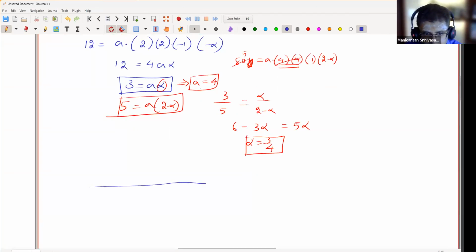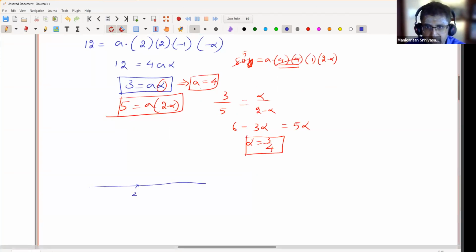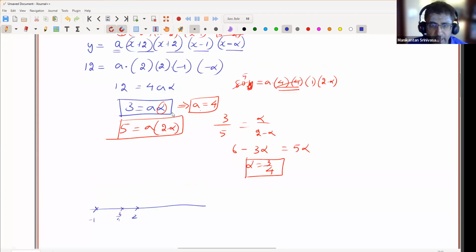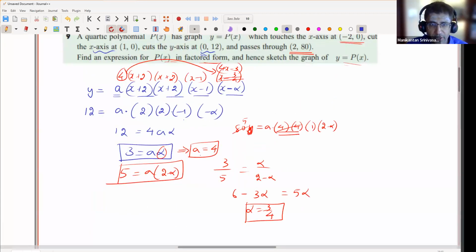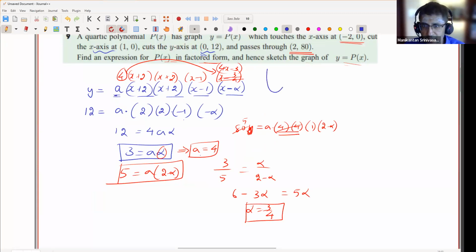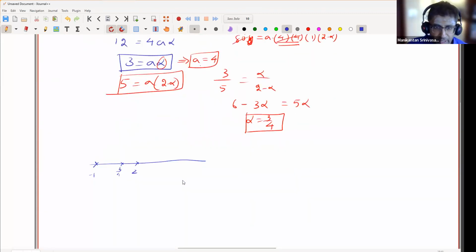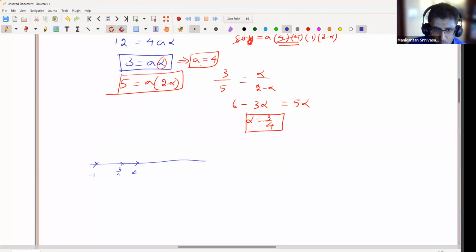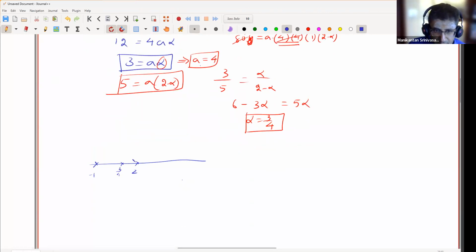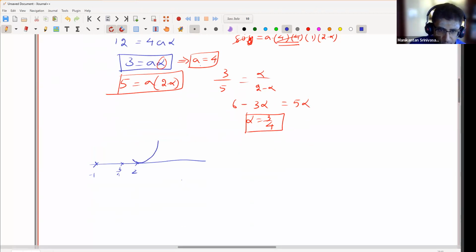So -2 will be a repeated root. So -2 will be a repeated root, that is grazing. And then what is the other root? Minus 1. And then the fourth root is 3 by 4, which is here, right? Now, since a is a positive quantity, it will start with a positive infinity. So the fourth order will look something like this in general, right? But right now we know that it has to graze through -2, right? Because it's tangential at -2. So the W shape will be something like this.